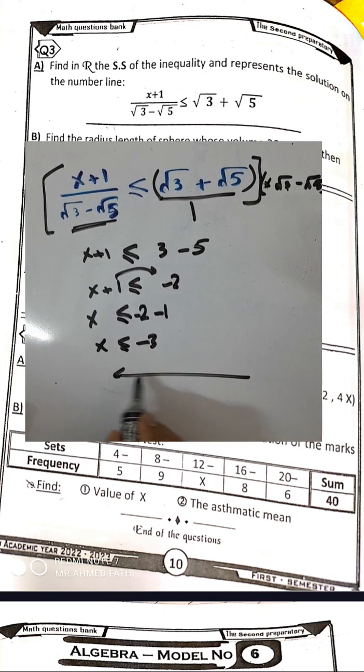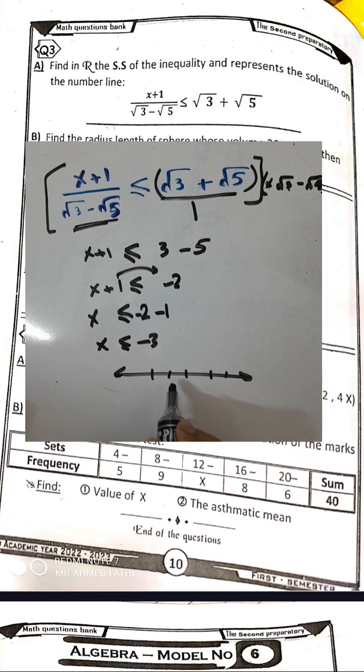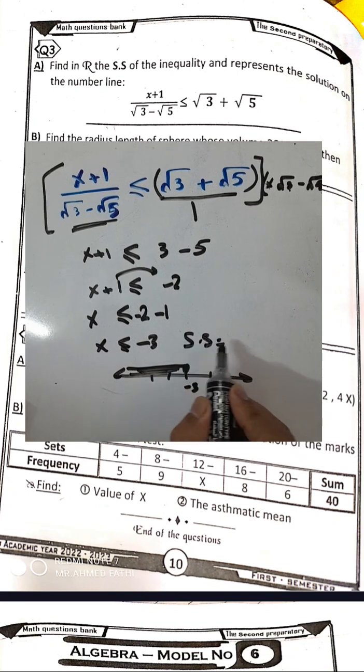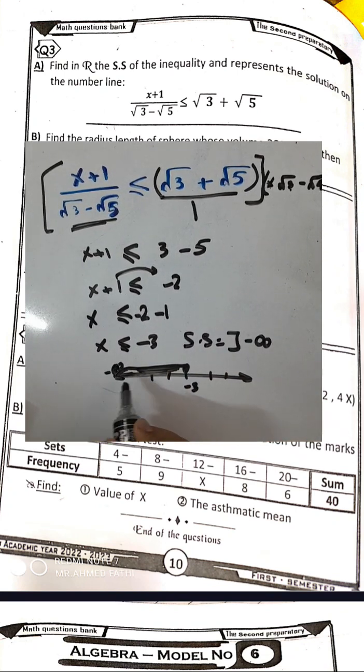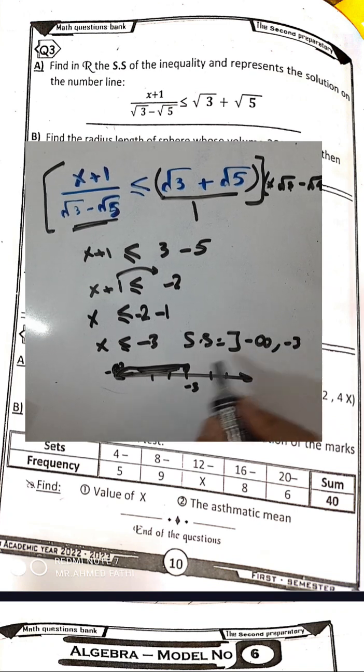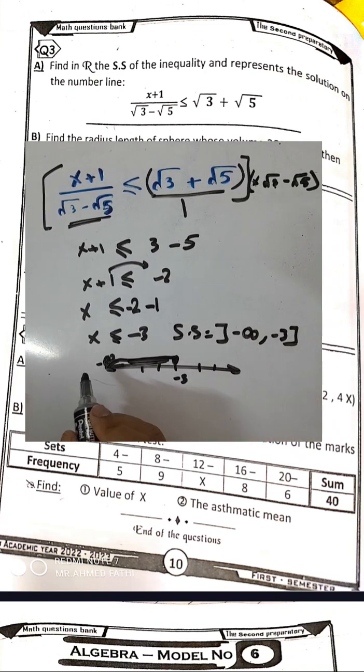Then you can draw a straight line here. Right here -3, less than or equal to -3, to negative infinity. So the solution set will be the interval from negative infinity to -3, and -3 is closed.